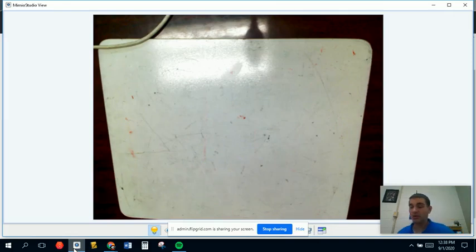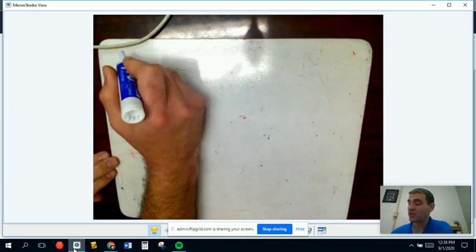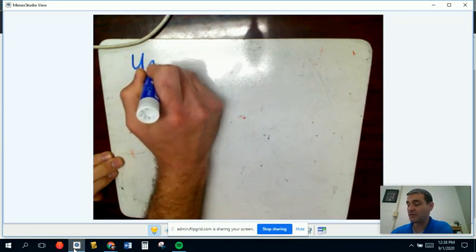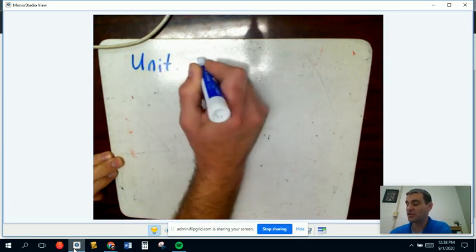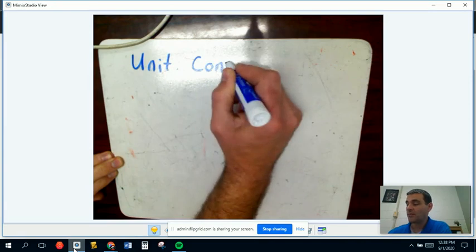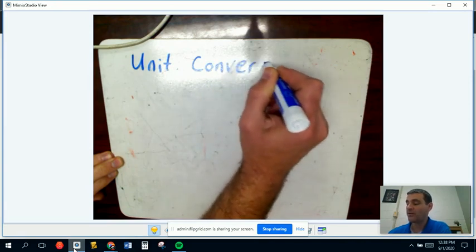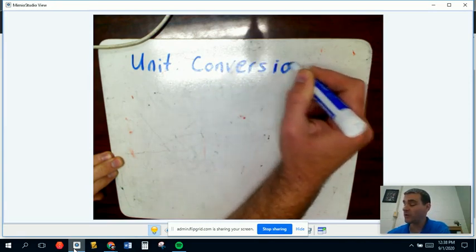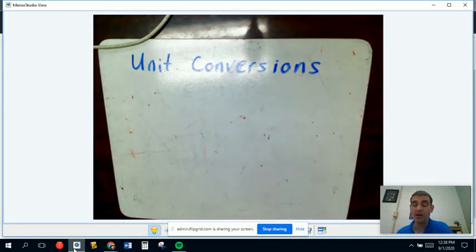All right, we're going to do some unit conversions. And there's a lot of different ways to do this. You could just choose to multiply or divide depending on which way you're going. If you're going from a smaller to larger unit, you would divide. If you're going from a larger to smaller unit, you would multiply. The problem there is often getting the two mixed up.